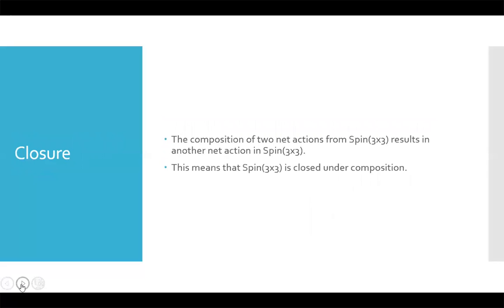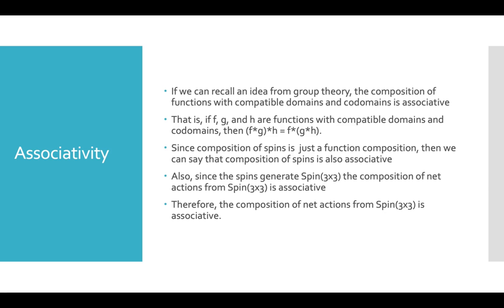Therefore, we can see that the composition of two net actions on a 3 by 3 board results in a net action in spins on the 3 by 3 board. This means that the 3 by 3 board is closed under the composition of spins. All right, now we're going to talk about associativity.